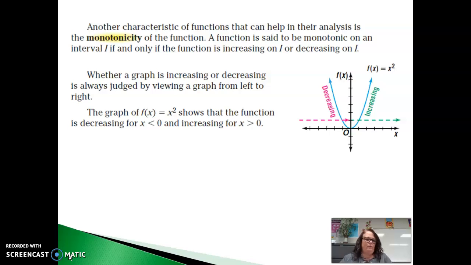So remember that when we look at a graph, we're always reading it from left to right. We're not going to read backwards. Just like the English language, we're going to start from the left and look to the right. So it says whenever a graph is increasing or decreasing is always judged by viewing the graph from left to right.